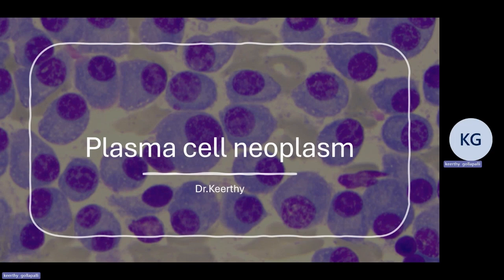Of quick 15 minutes. Today's topic is on plasma cell neoplasm. So you all know, right? What are plasma cells? They are nothing but the mature B cells, right? Which will produce your immunoglobulins, so that you'll have immunity. You will not get infected, correct?